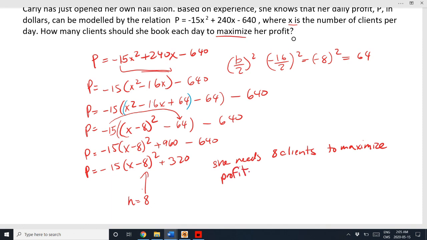So we can see, we can answer these questions that are in standard form to get the vertex in a much simpler way than having to factor, solve for the zeros, find the midpoint, h and k, and all that kind of stuff.